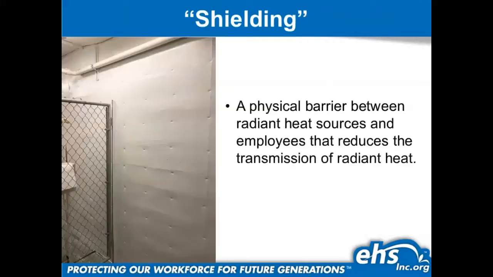So, shielding: a physical barrier between radiant heat sources and employees that reduces the transmission of radiant heat. This can be something as simple as a wall or a piece of steel. You can get something as fancy as a gold heat wrap or proper insulation. Even foam insulation goes both ways. Not only does it keep things cool, but it also keeps the heat away from you. Shielding is probably a very simple means of preventing heat, but it's not 100% foolproof either.